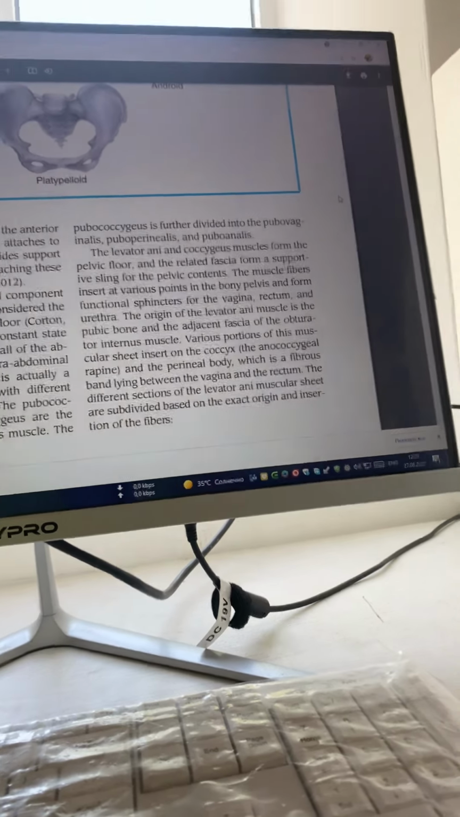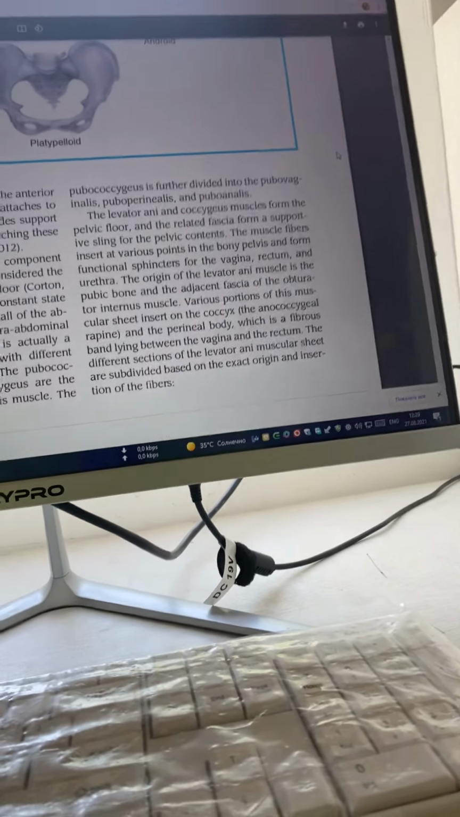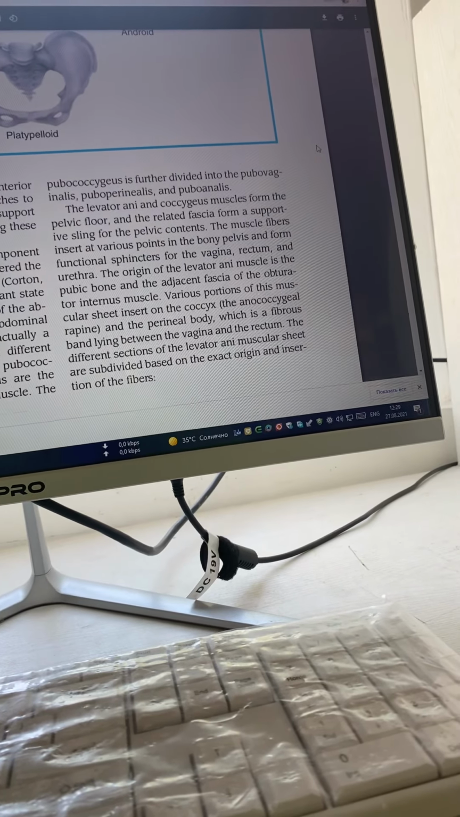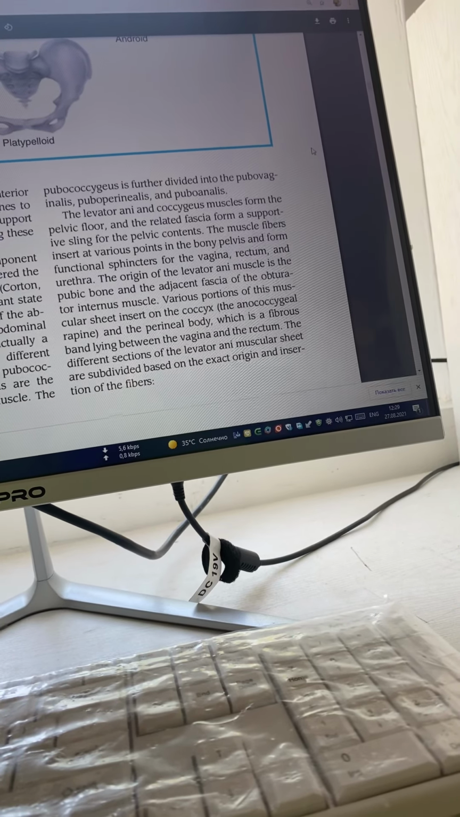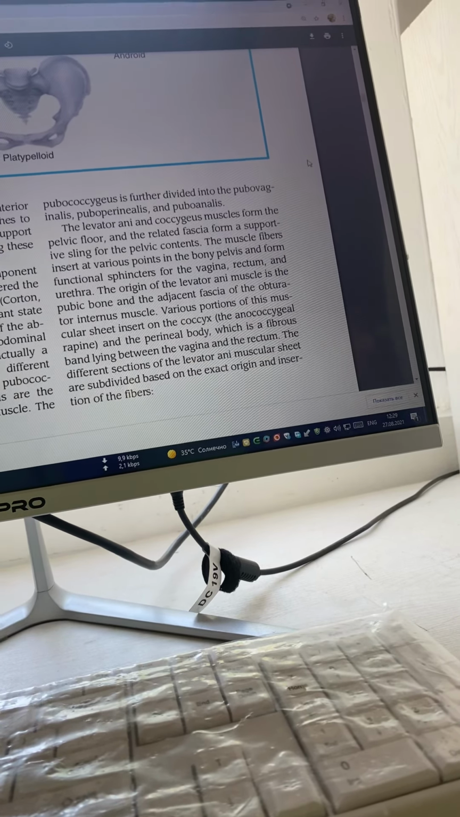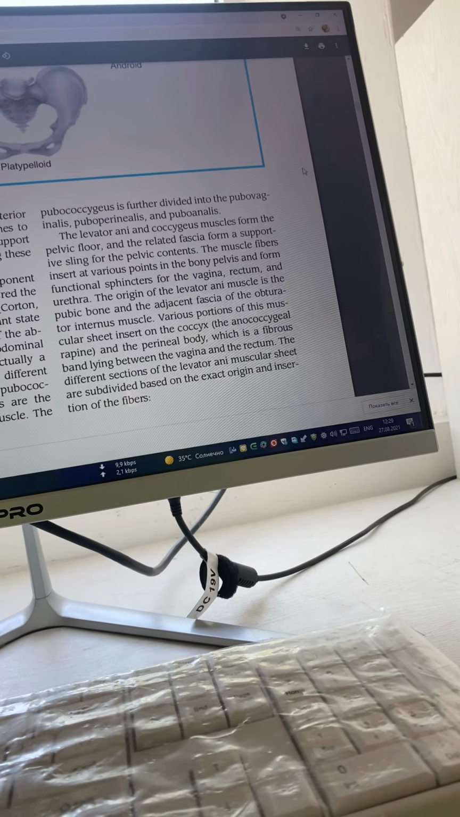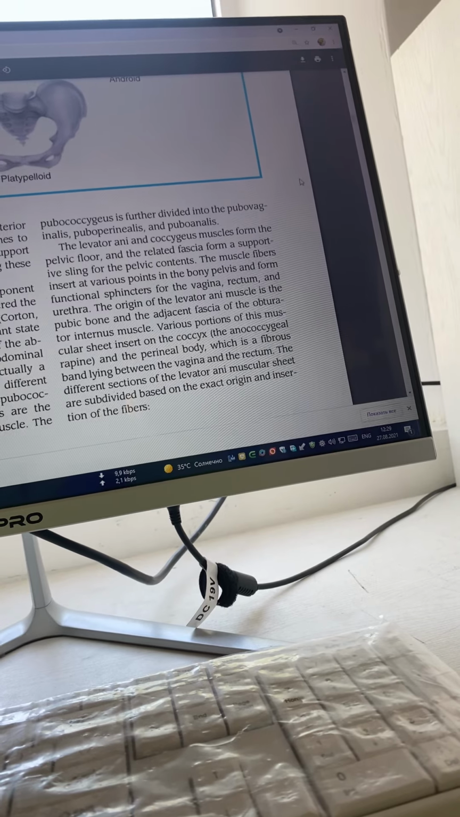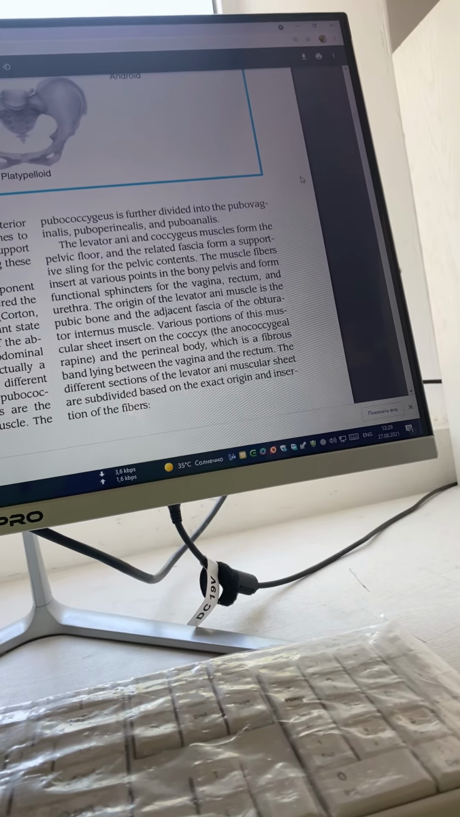The levator ani and coccygeus muscle form the pelvic floor. The related fascia form a supportive sling for the pelvic contents. The muscle fibers insert at various points in the bony pelvis and form functional sphincters for the vagina, rectum, and urethra.